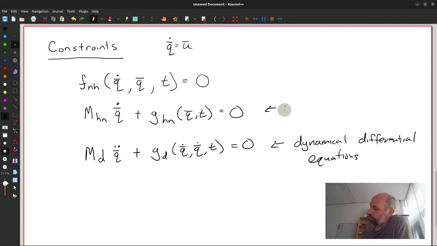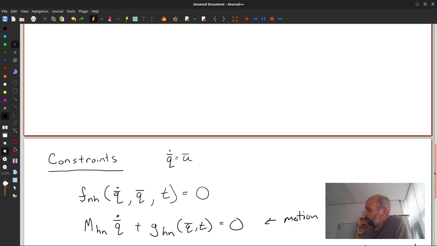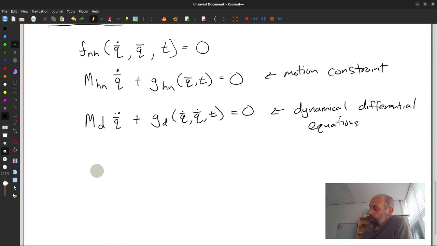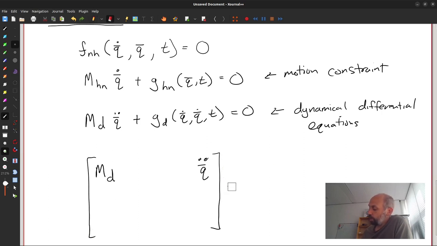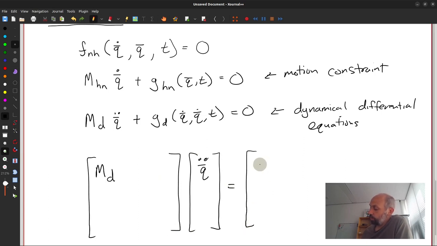And in this case, we have a motion constraint. They can be non-holonomic constraints, or you could arrive at this motion constraint, which is the time derivative of a holonomic constraint. So now, to form the equations of motion, we can write these in matrix form, right? It's going to be some M D times our q double dot. And we're going to augment these, so I'm going to make a bigger set here, times that equals whatever's on the right-hand side. And then we know that we have a minus G D here.